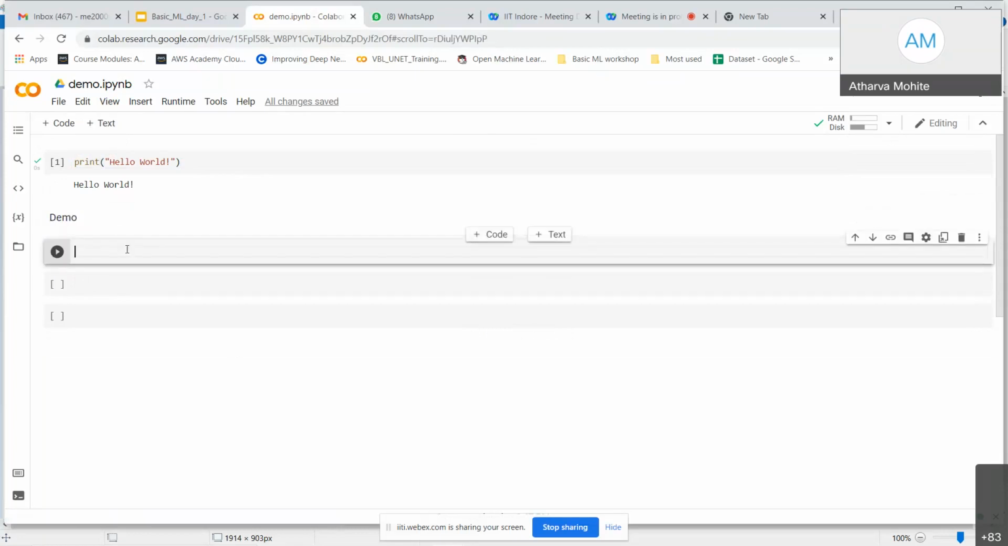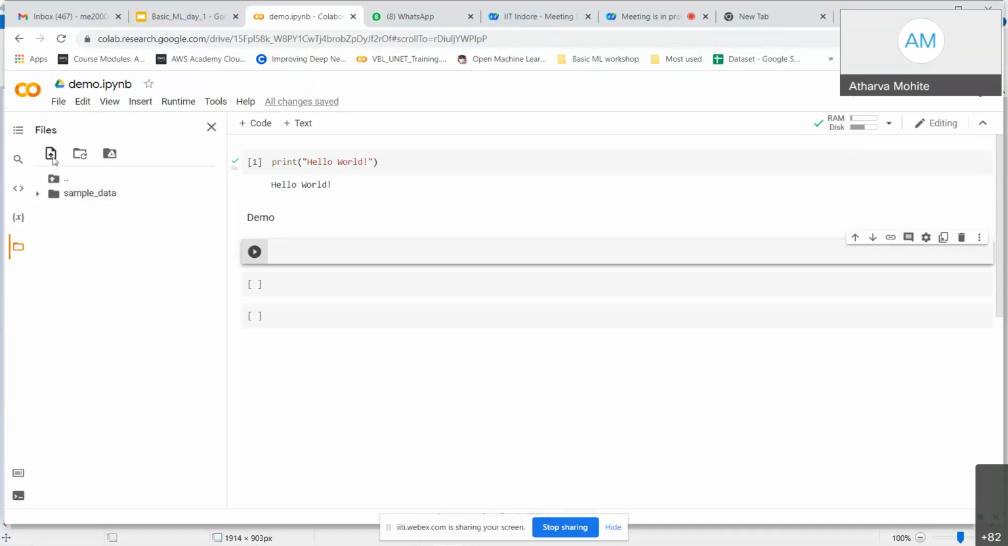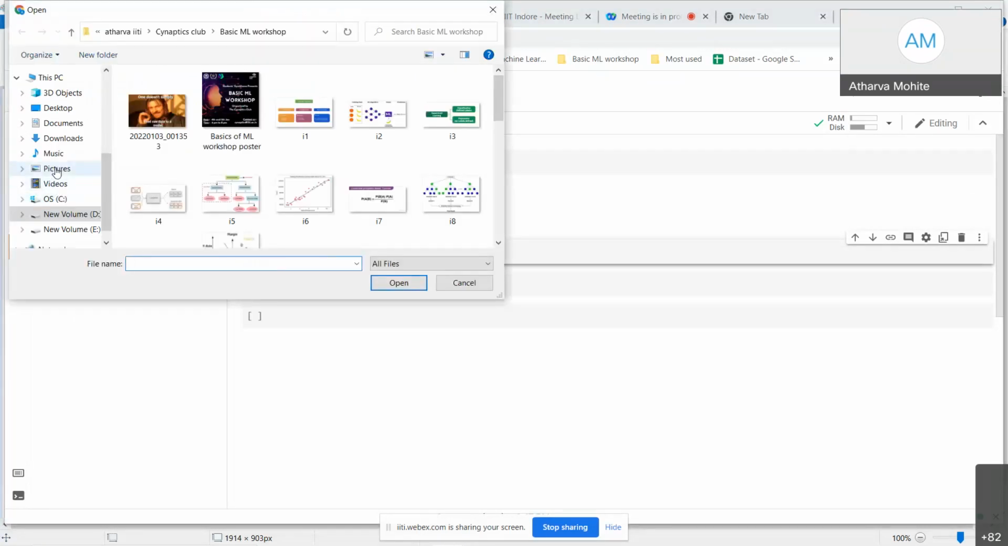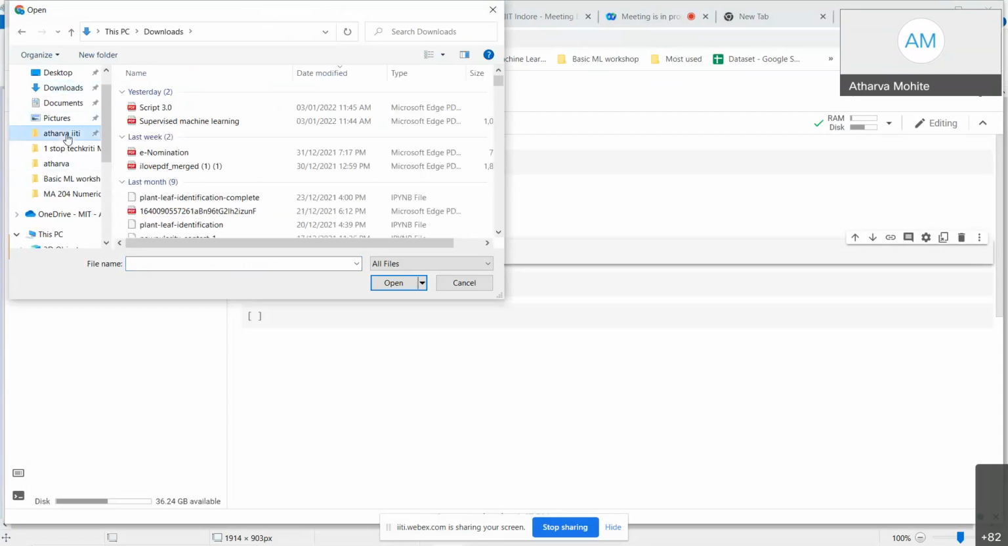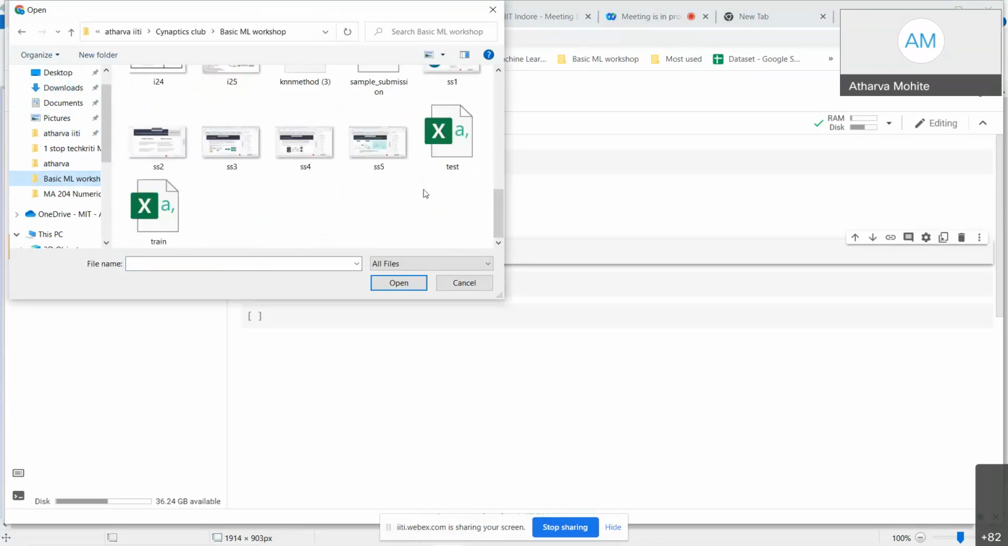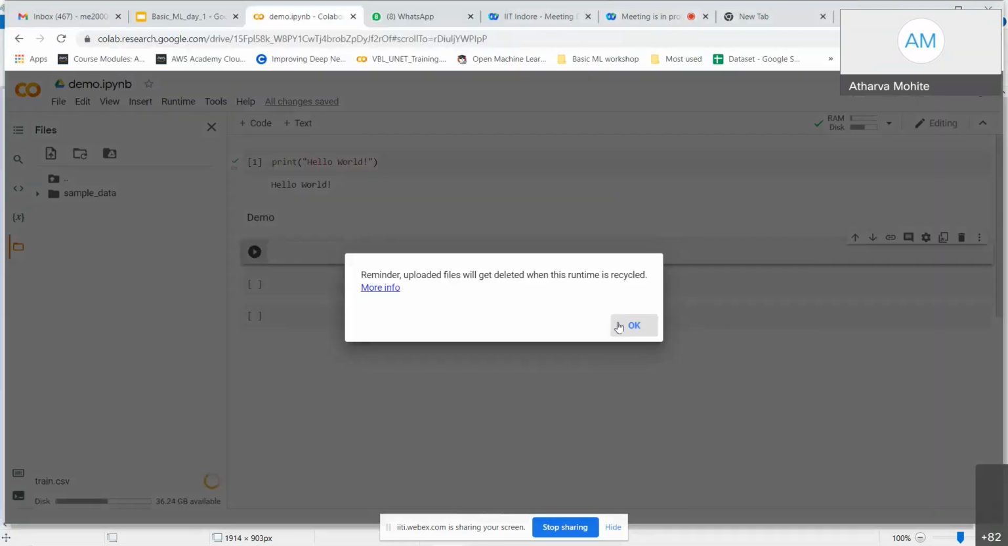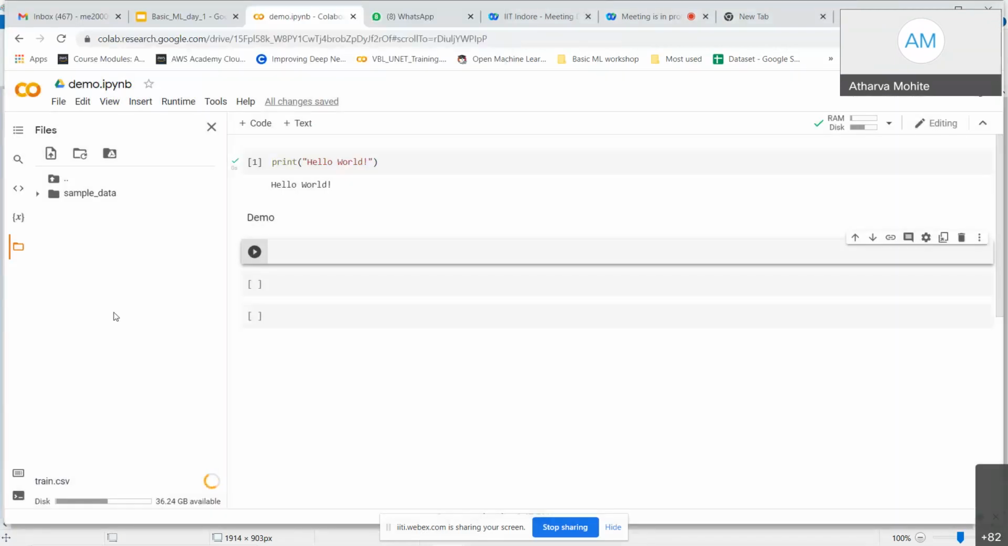Okay, so now we will see how we can import data files in Google Colab. You can directly import it from the Google Drive, or you can go to this files option here, then this upload files button. Now I will import a CSV file named train. As you can see, the file is being uploaded.